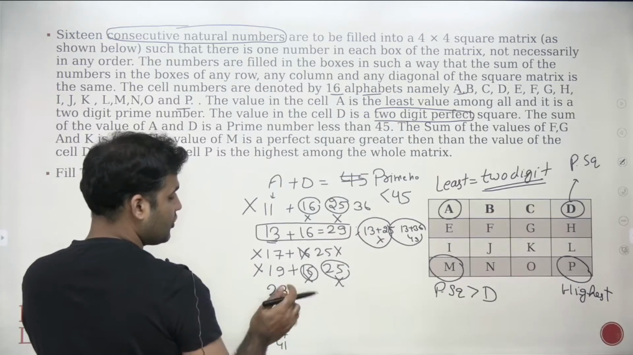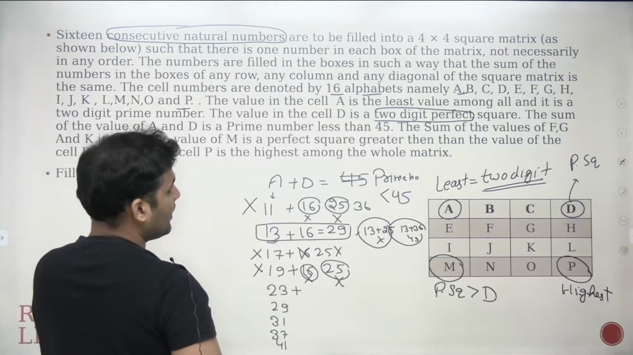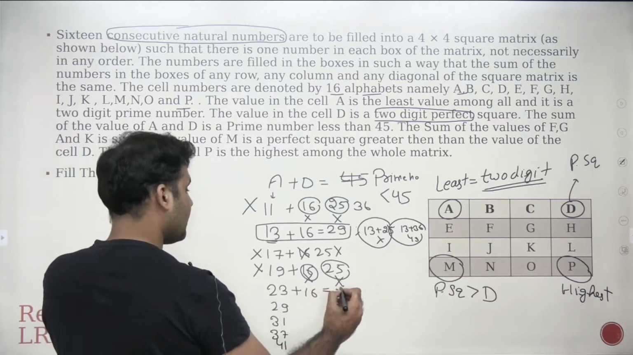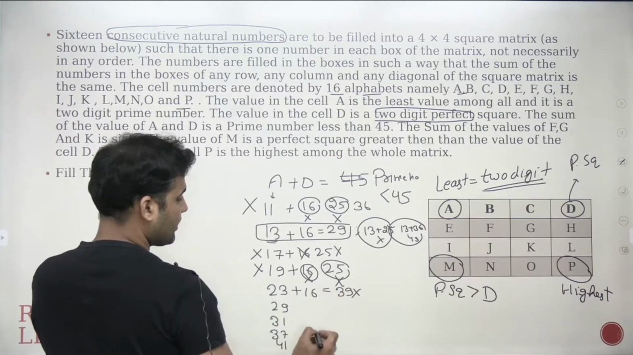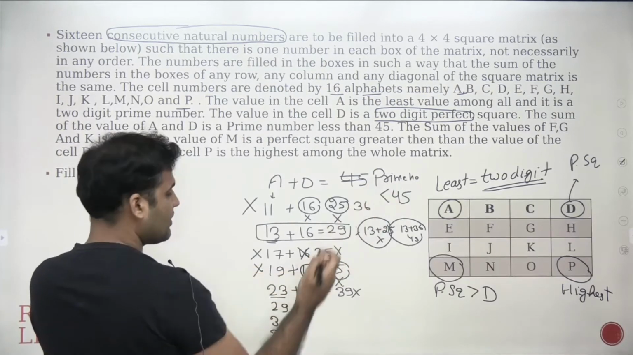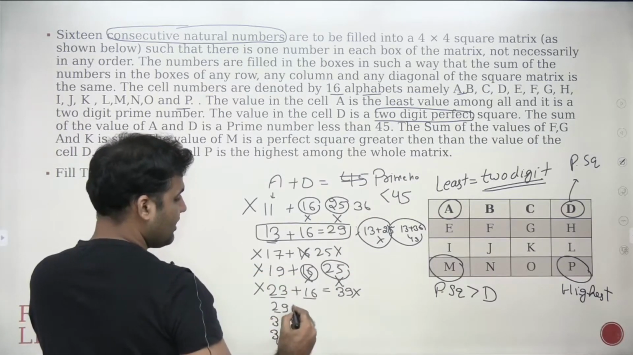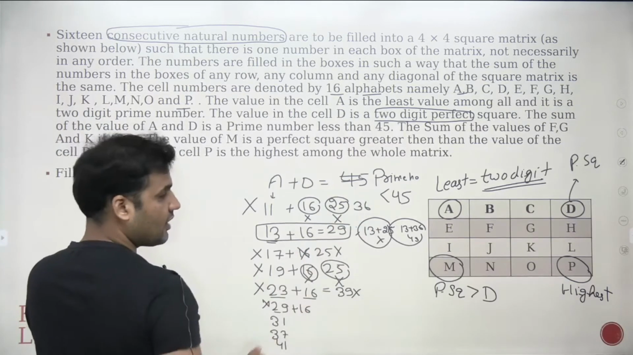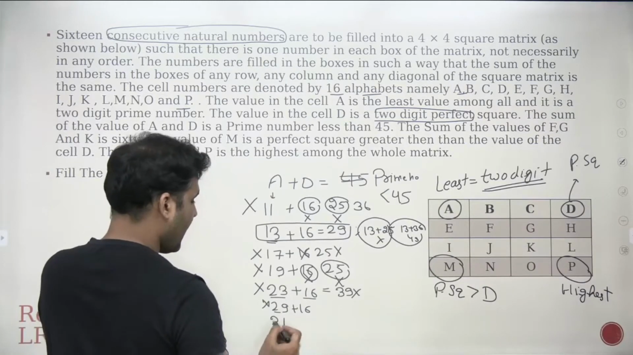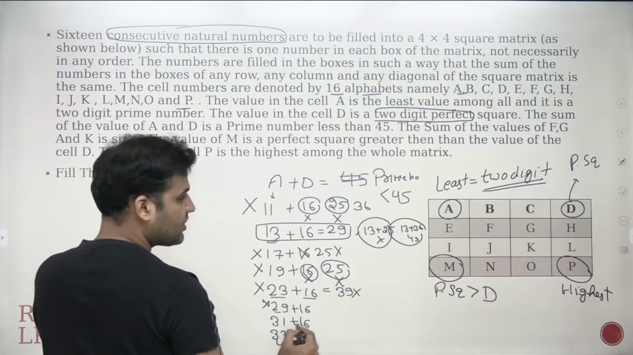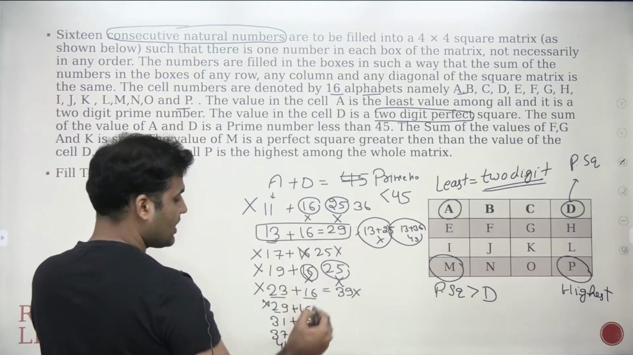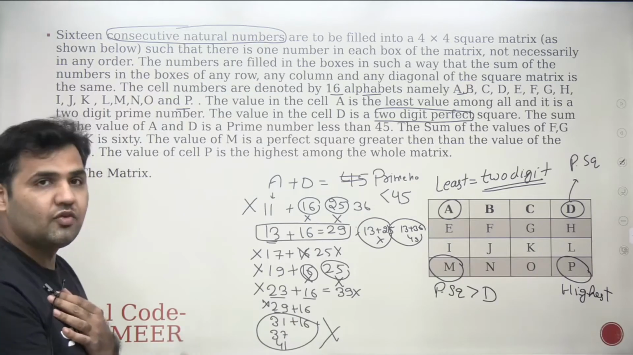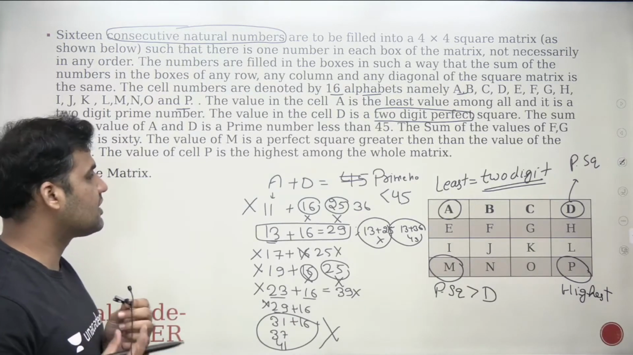This case is eliminated. 23 plus, tell me the number. 23 plus 16 is 39, right? Not a prime number. 23 plus 25 will be more than 45, eliminated. 29 plus 16 is 45 itself, eliminated, right? Not a prime number, and we are looking for a number which is less than 45 and should be a prime number. 31 plus 16 is more than 45. All these cases will be eliminated, right?